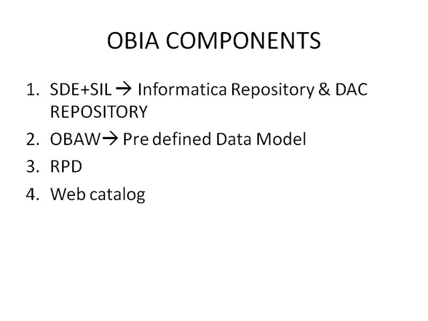Second one is the data model, OBAW. That is also one of the packages. Next one is RPD. Next one is web catalog. These 4 things combined are called the OBA package. Pre-built work.